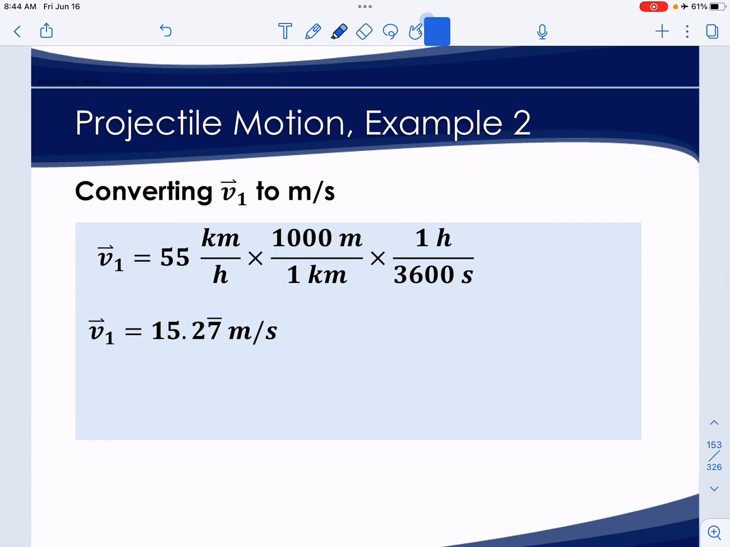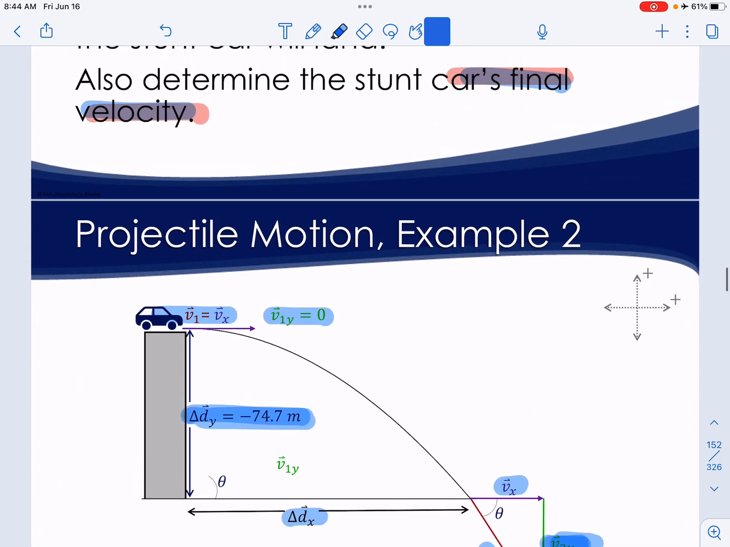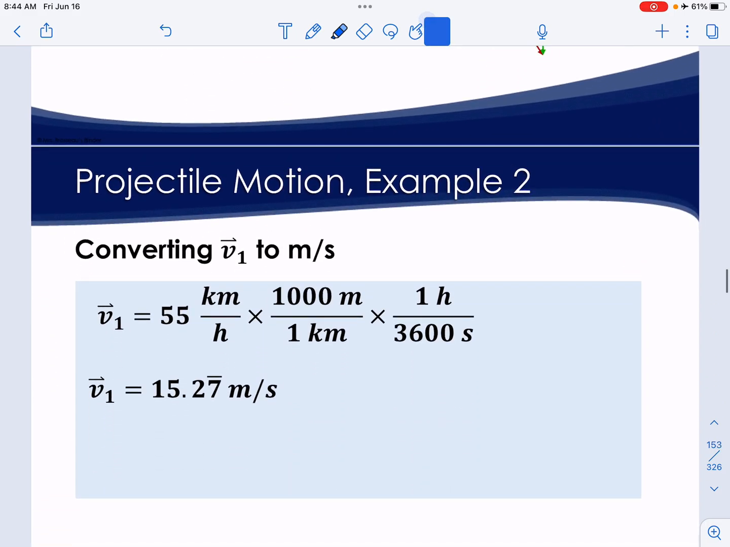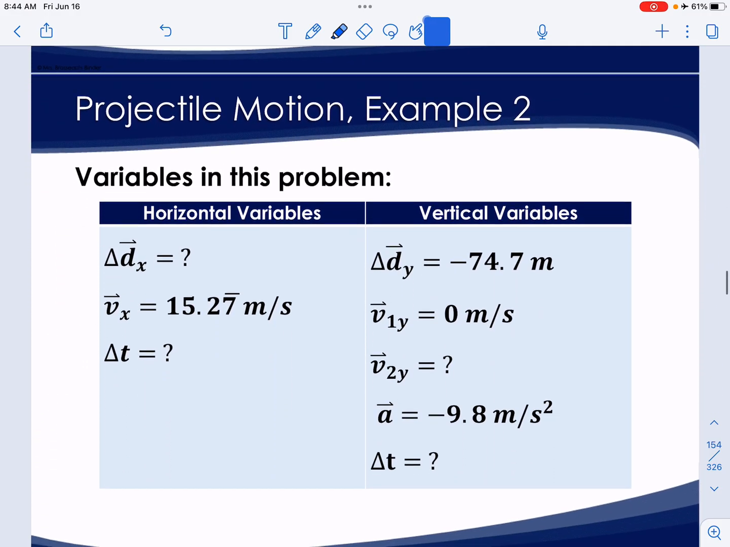So, converting v1 to meters per second. We were given 55 kilometers per hour, and if we convert that to meters per second, we get 15.27 meters per second. So now we can fill this in. Delta dx we don't know, vx is this, and here are the values that we have over on this side.